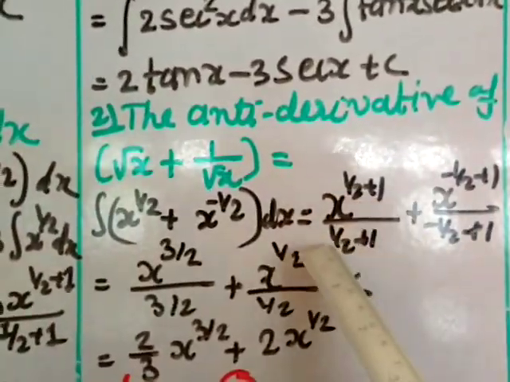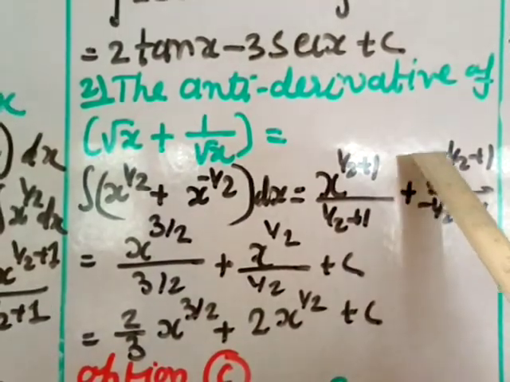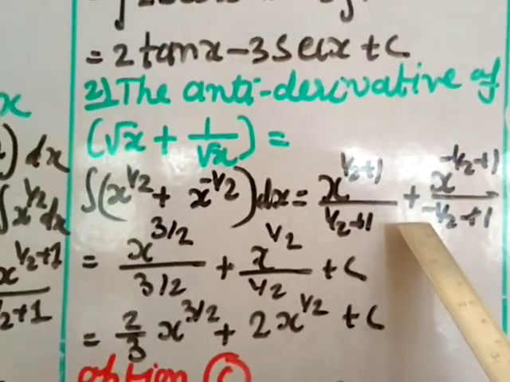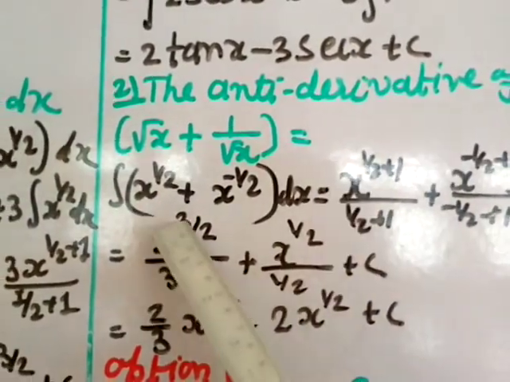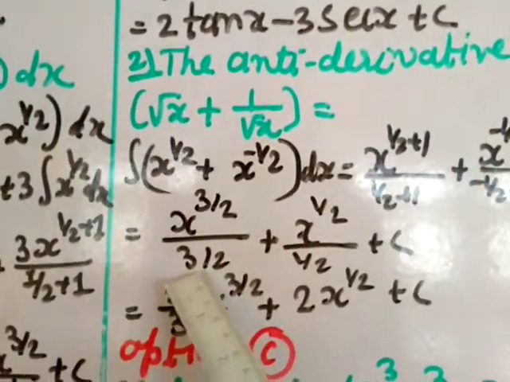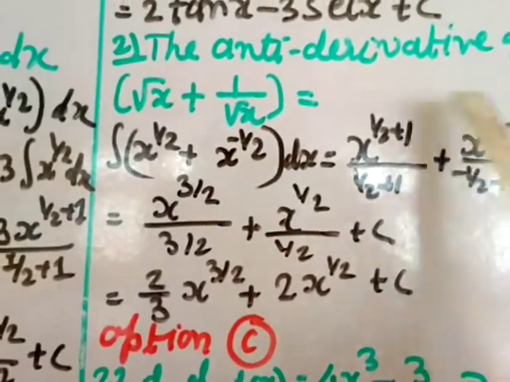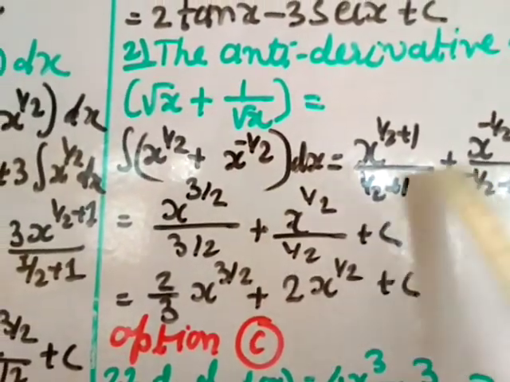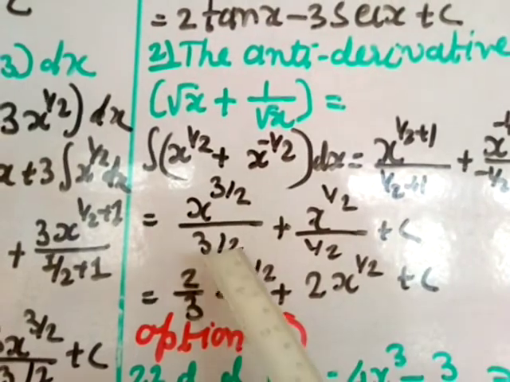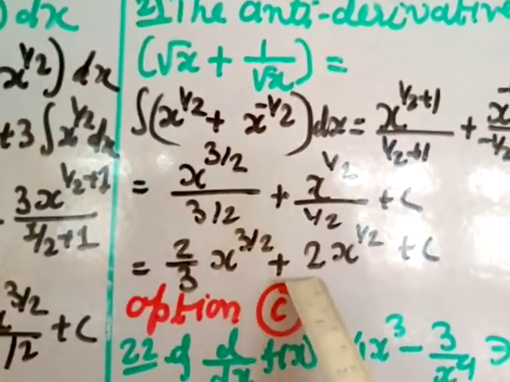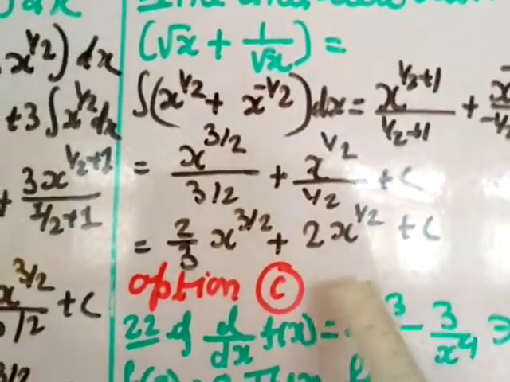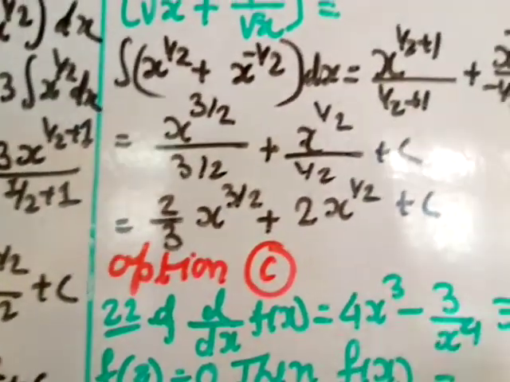Use the same formula, because it is x power n form. So x power (1 by 2 plus 1) divided by (1 by 2 plus 1), plus x power (minus 1 by 2 plus 1) divided by (minus 1 by 2 plus 1). Take the LCM: 2 into 1, 2 plus 1, so 3 by 2, the denominator also comes 3 by 2, plus here 2 minus 1, so 1 by 2, and again 1 by 2, plus c. These 2 you take up, so 2 by 3 x power 3 by 2 plus 2 x power 1 by 2 plus c. So this is option number C, that is the correct option.